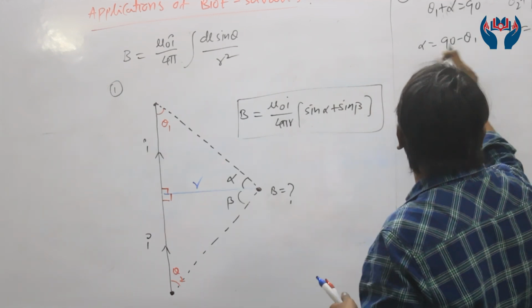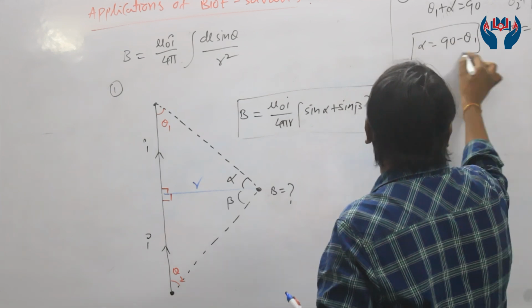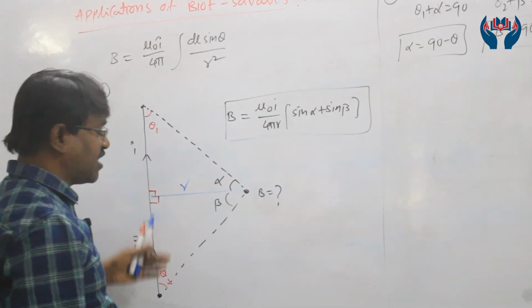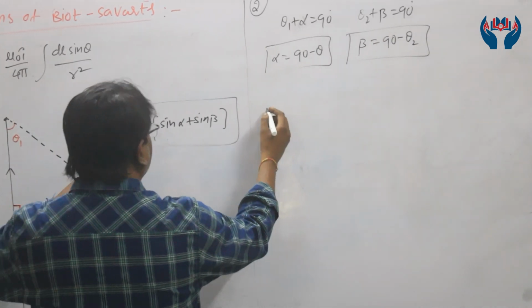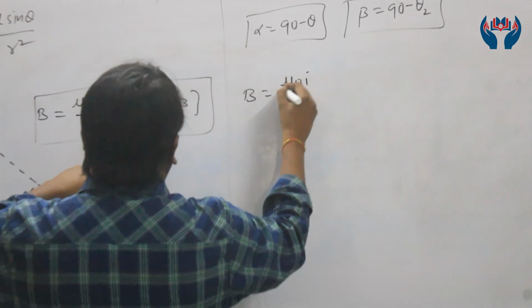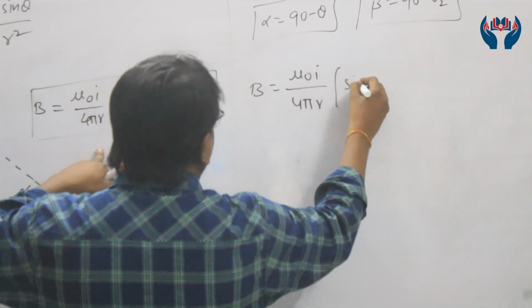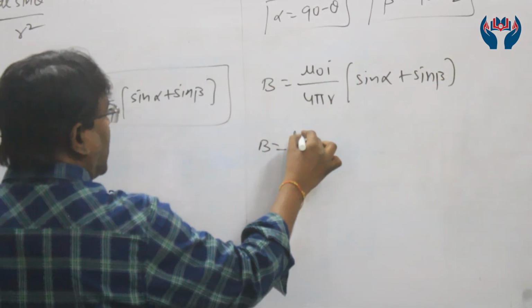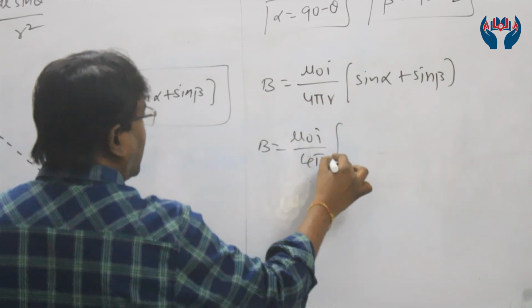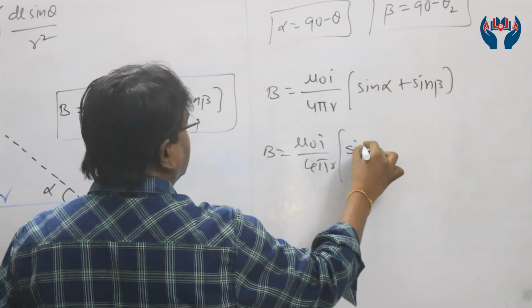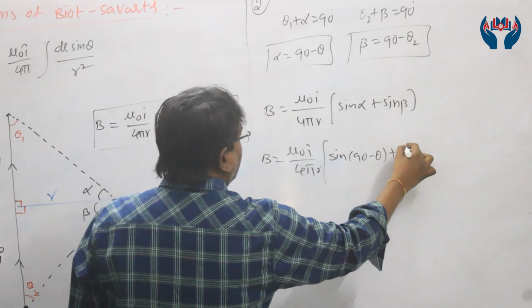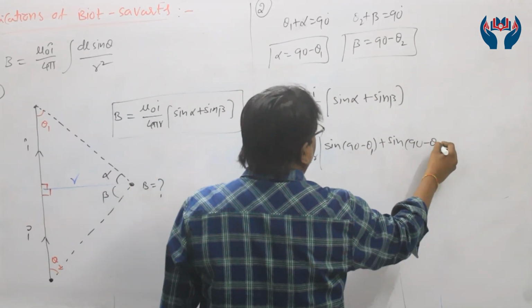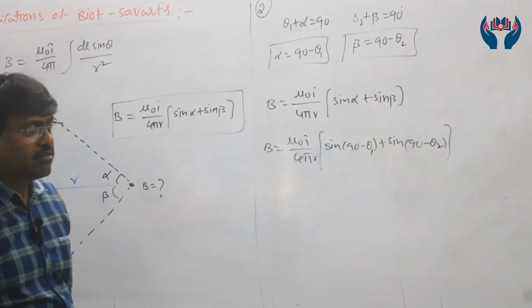Now substitute the alpha and beta values in this equation, and we will get the magnetic field due to the current carrying conductor in terms of theta 1 and theta 2. The magnetic field formula is mu naught I by 4 pi r into sin alpha plus sin beta. So B equals mu naught I by 4 pi r times sin alpha. Alpha is 90 minus theta 1, and beta is 90 minus theta 2. Sin of 90 minus theta is cos theta.